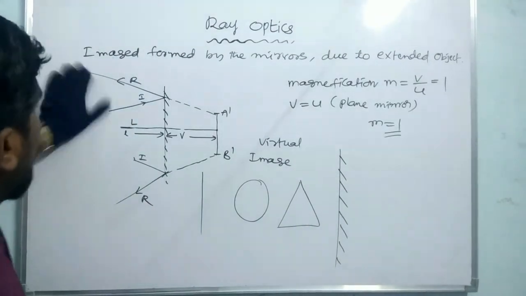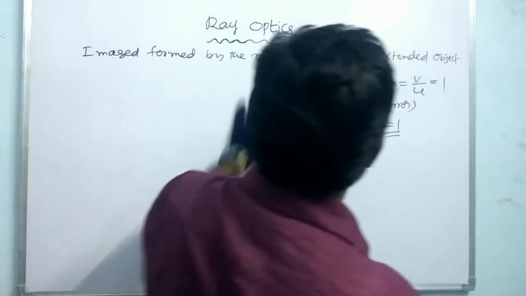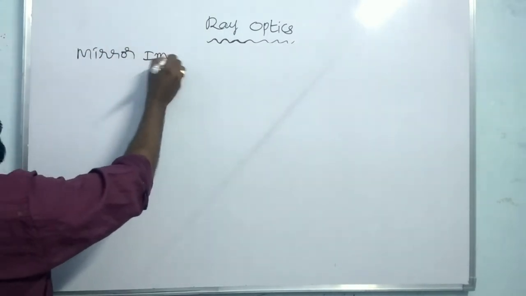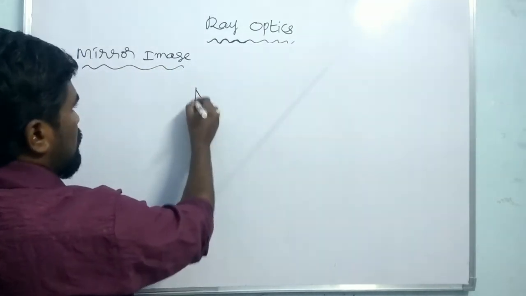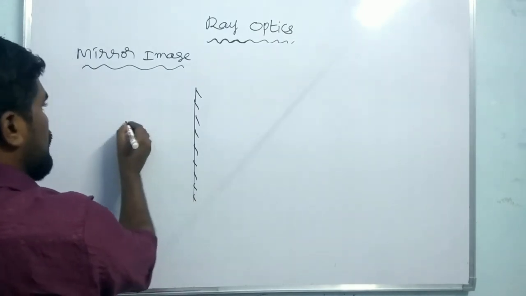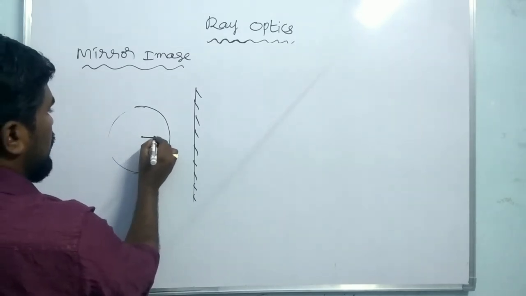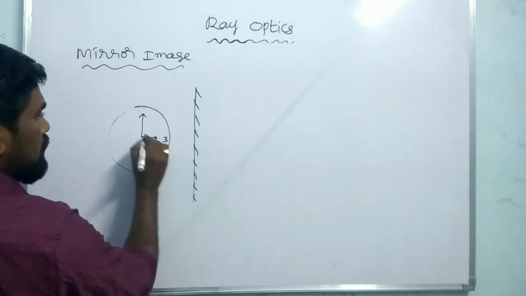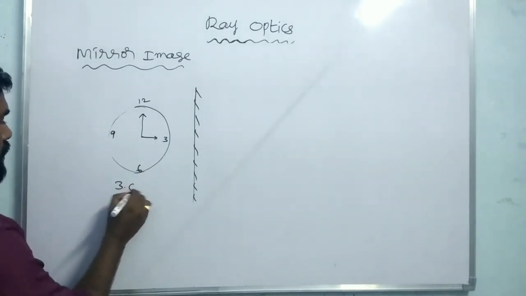Now let us see about the clock. So the image is the mirror image of the clock. Very important concept, mirror image. Okay, right. So this is a mirror and here there is a clock, which shows the time like this. So now this is the 3 and 12 and 6 and 9. Now the time, how much is it? 3.